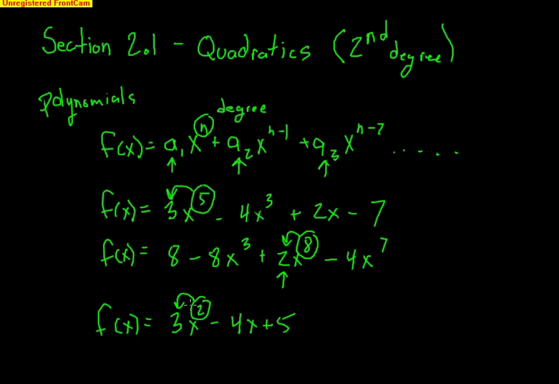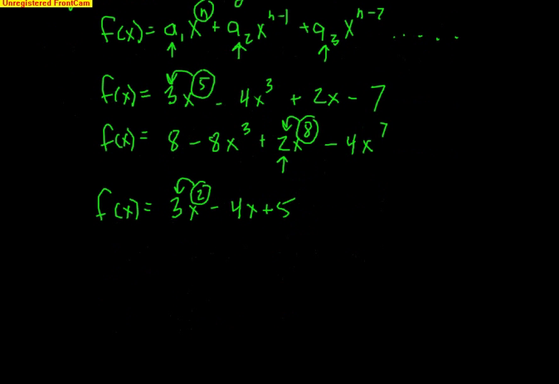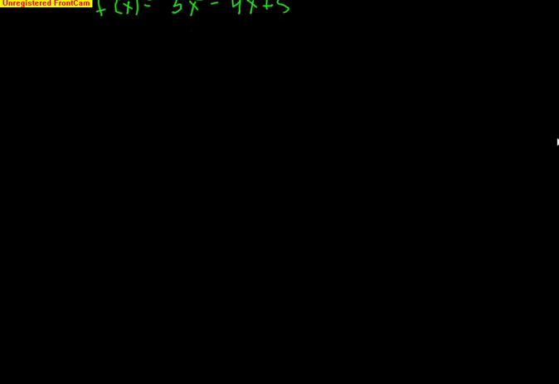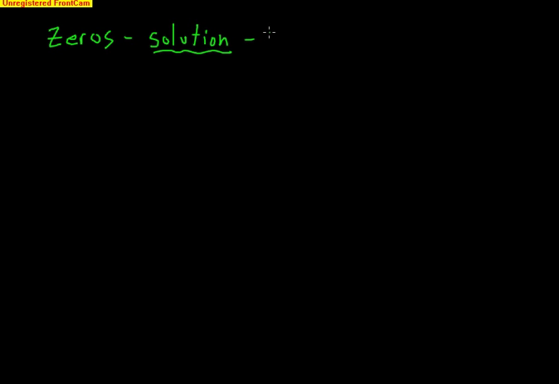Now, all polynomials have zeros. And zeros are really, really important. In fact, the main focus of much of the first part of this entire chapter is going to be on zeros. Zeros are also known as solutions. So the solution of a polynomial is known as the zero, and graphically they are where you cross the x-axis, which is known as an x-intercept.